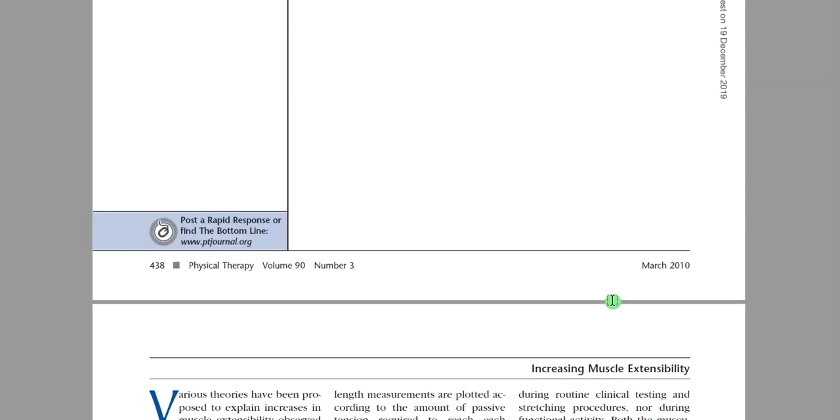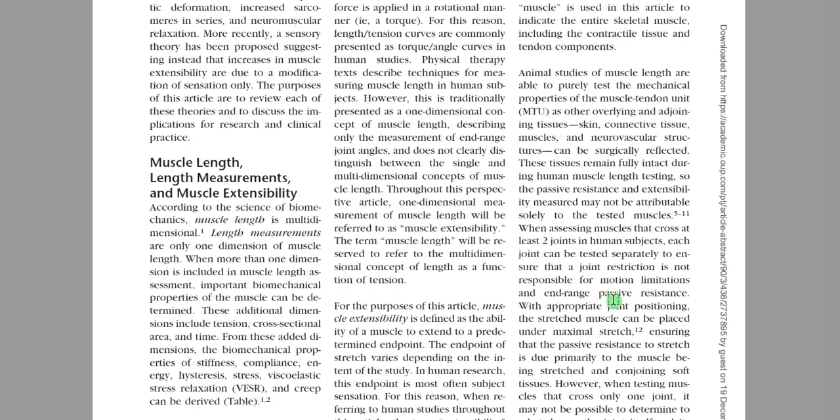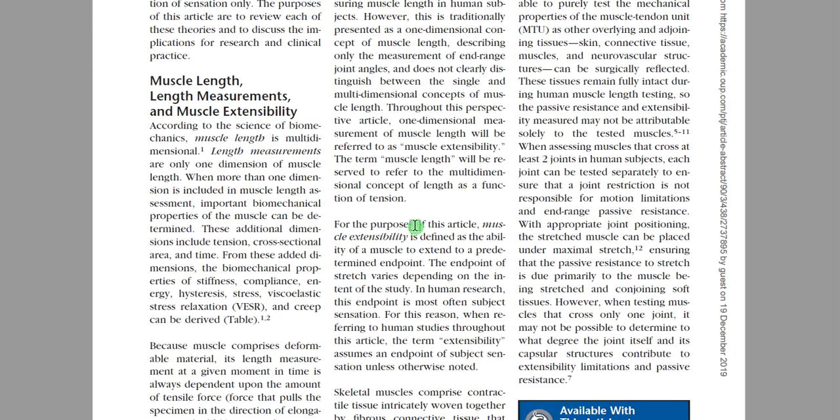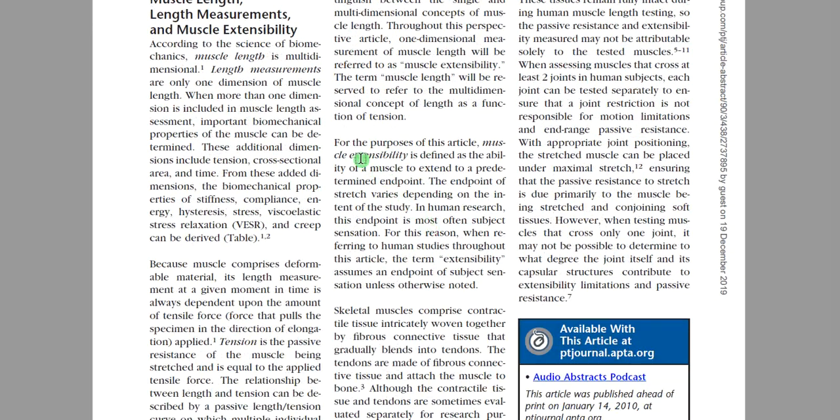Okay, so let's go further through some of the highlights of this article. In the beginning section here, there's just really a lot of background information about this, so skimming through that would be good. It defines muscle extensibility. It's the ability of a muscle to extend to a predetermined endpoint. So just imagine if you're pulling that Twizzler apart, how far can the Twizzler pull apart before breaking or tearing?